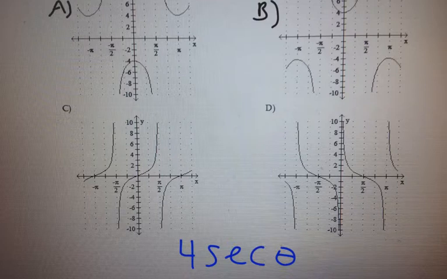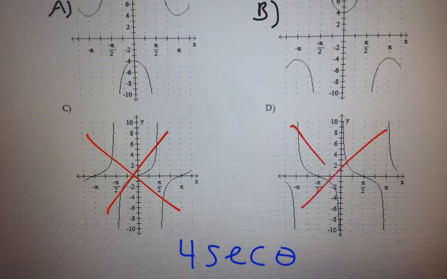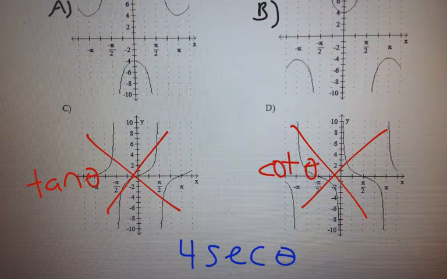Well, first we need to know that secant is the U-shaped graphs. So we know that it can't be C. And we know that it can't be D, because D looks like it might be cotangent, and C looks like it's probably a tangent. Okay, so we're looking at A and B. And A could be 1, and so could B.